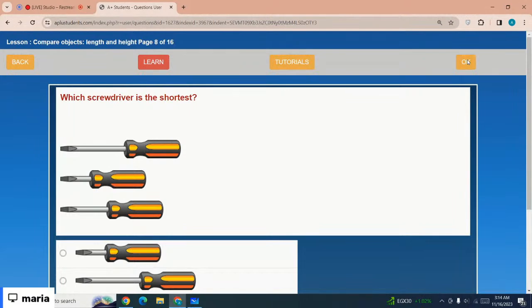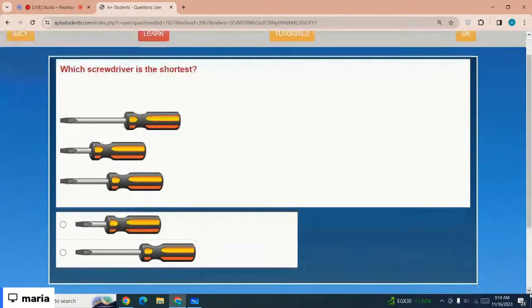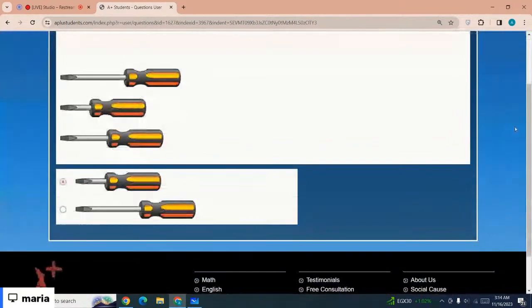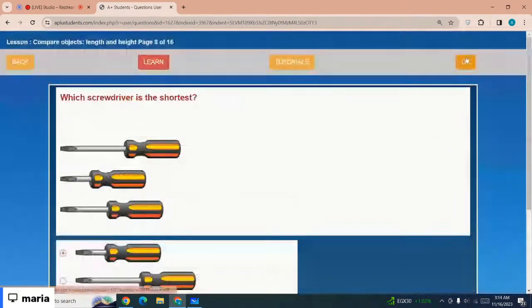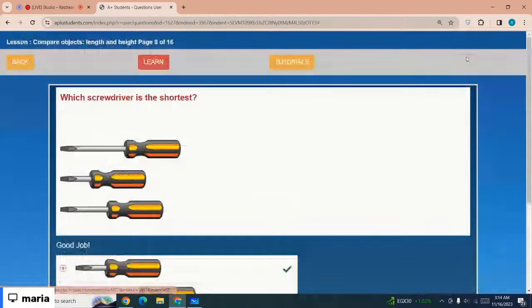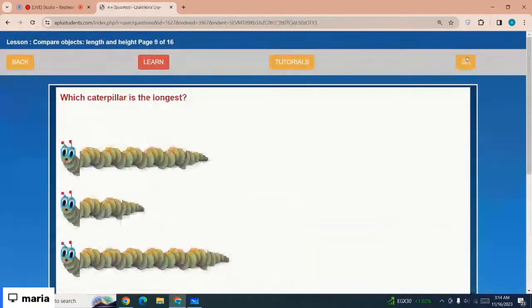Which screwdriver is the shortest? The correct option is option number 1, right? Okay, you can complete the lesson by yourself later today. So let's just move on to the next one.